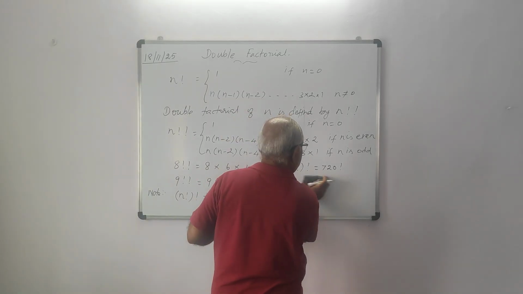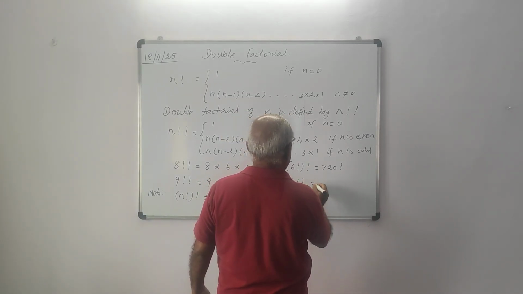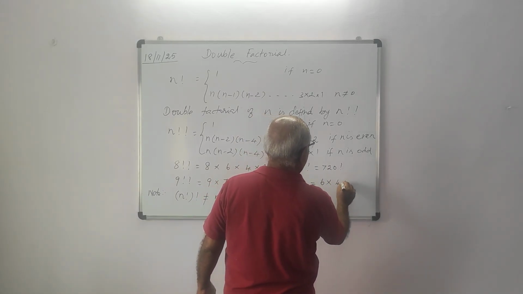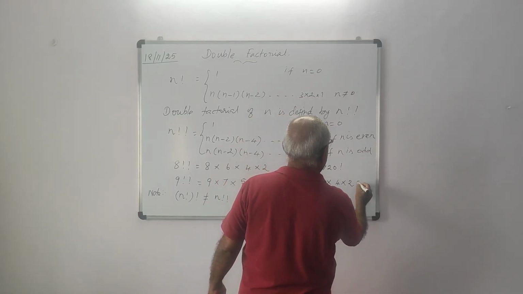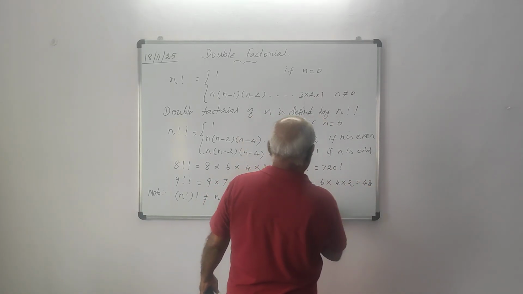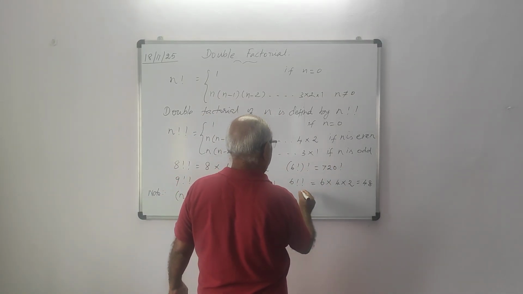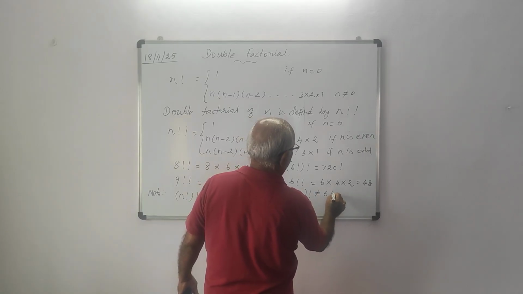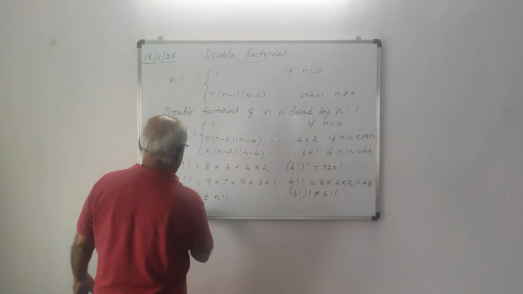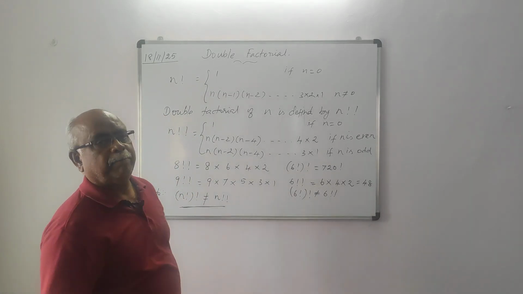Whereas 6 double factorial, since 6 is even, is 6 into 6 minus 2, 4 into 2, that's all. 48 only. See, 6 double factorial is 48, whereas 6 factorial factorial is 720 factorial. Hence, 6 factorial factorial is not equal to 6 double factorial. This is the case. The n factorial of factorial is not equal to n double factorial.